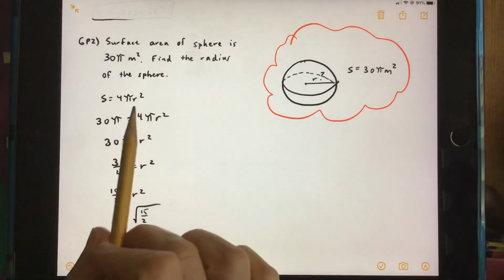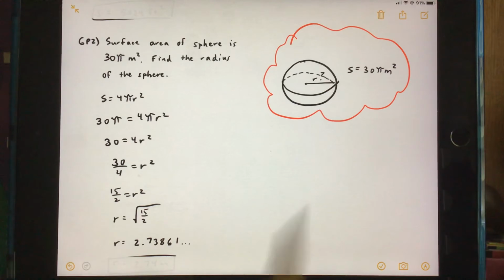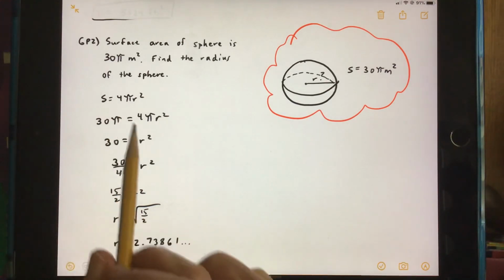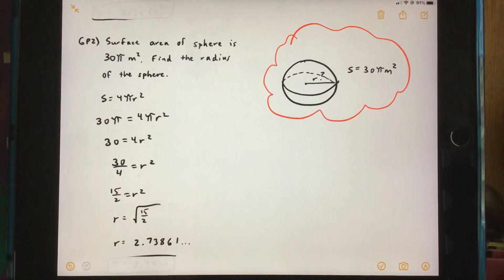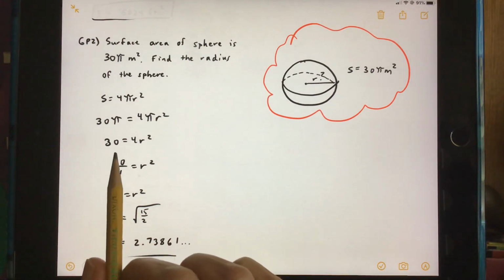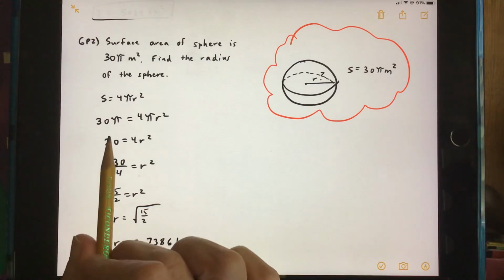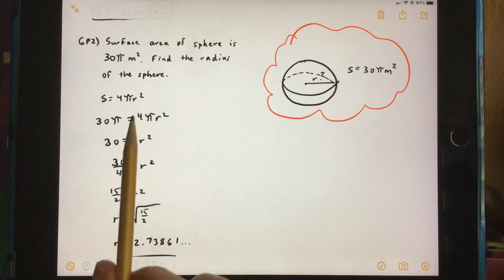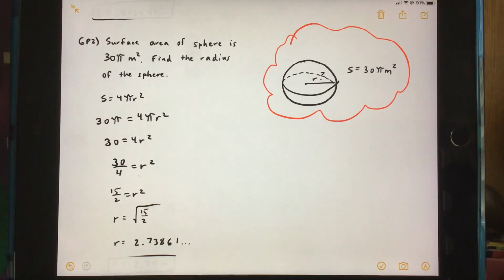So let's plug our numbers into s equals 4 pi r squared. 30 pi is the surface area, so I plug that in for s. 4 and pi remain, and my r squared is going to just sit in the formula while I start to isolate that variable r. So 30 times pi turns into just 30 when I divide both sides by pi. Those pi's are going to disappear, so I have 30 equals 4 times r squared. Pi's canceled out, they're gone. Then I divide both sides by 4. I have 30 over 4 is equal to r squared.